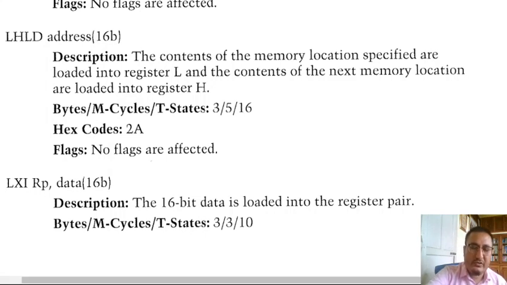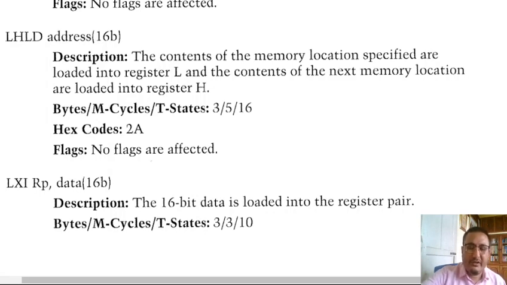What you need to remember is that the content of the higher order address goes to the higher order register H, and the content of the lower order address goes to the lower order register L. Higher order address to higher order register, lower order address to lower order register. It requires 3 bytes, 5 machine cycles, and 16 T states. The hex code is 2A, and none of the flags are affected.